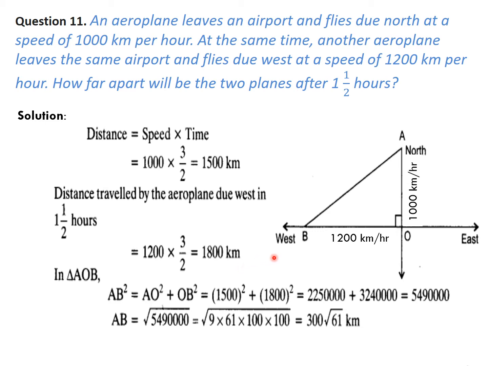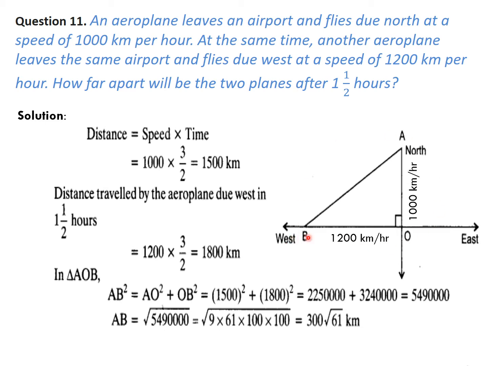So we have to now find out how far apart the two planes will be after 1.5 hours. That means after 1.5 hours, the distance covered by the first plane due north was 1500 kilometers and by the second plane due west was 1800 kilometers. Now, let A and B be the positions of the two planes. We have to find the distance between these two planes after 1.5 hours.